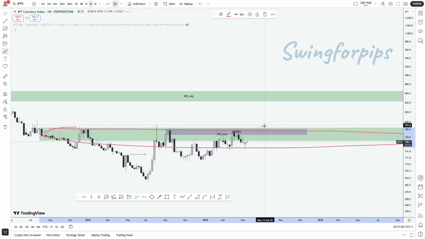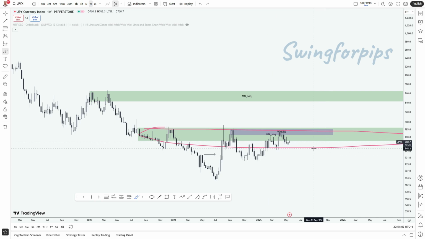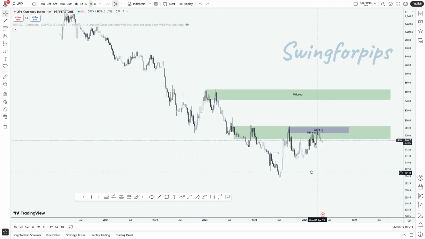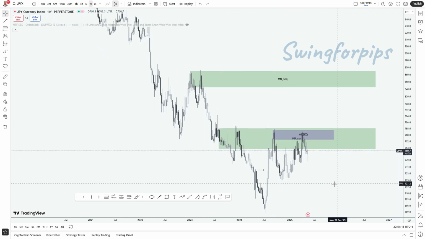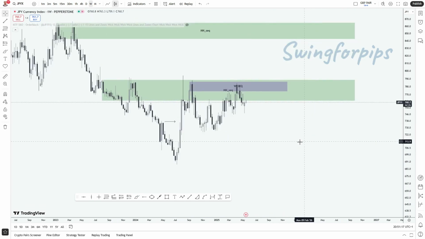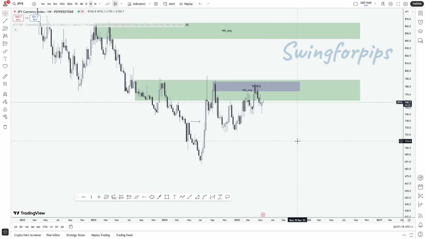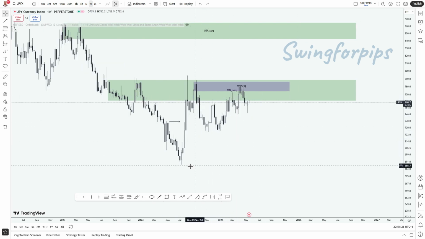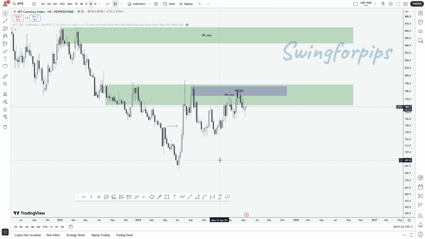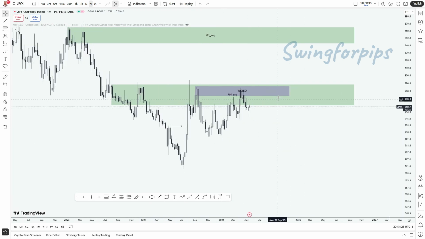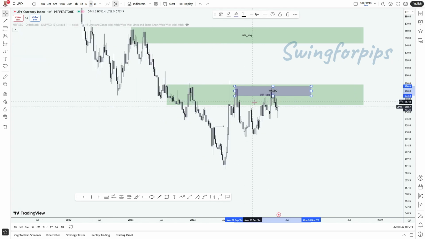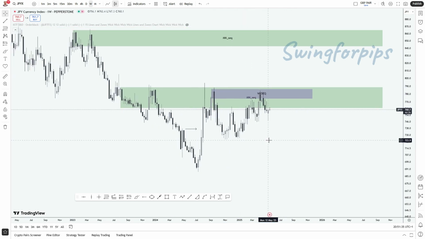Okay, so going down to the weekly, the weekly is also bearish. All right, the weekly is also bearish until this zone right here is eliminated. Until this zone is eliminated to the upside, we remain bearish on the weekly time frame also.